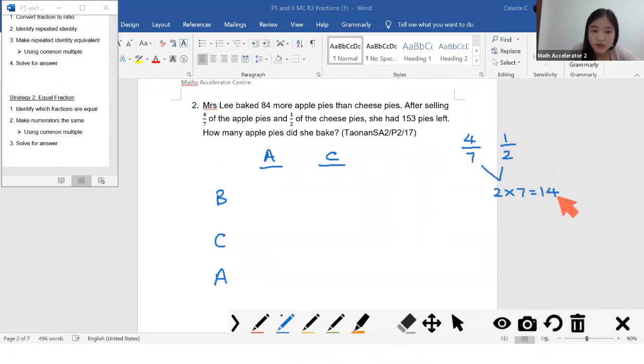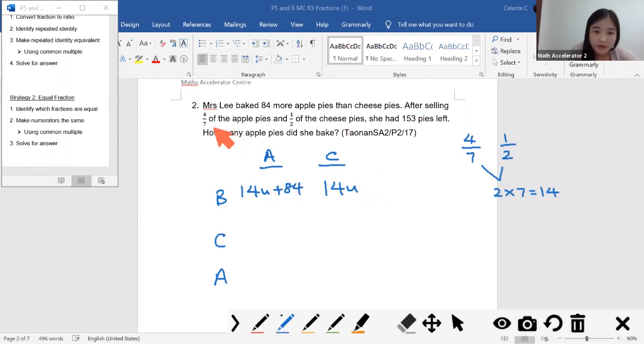Alright, so 14 units. Apple and cheese pie, which one is lesser? Cheese, right? Because you have 84 more. So cheese pies assign the 14 units here. Okay, and then your apple pies, you have 84 more. So this must mean your apple pies is 14 units plus 84. Okay, so this part is very important. If you don't get this first part, you're not able to carry on.